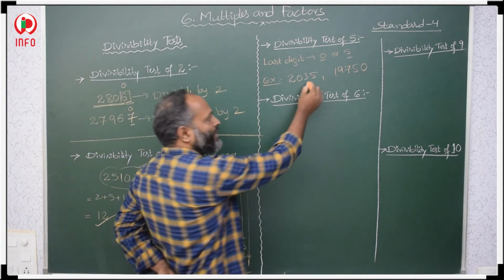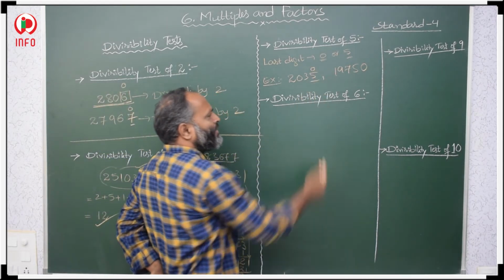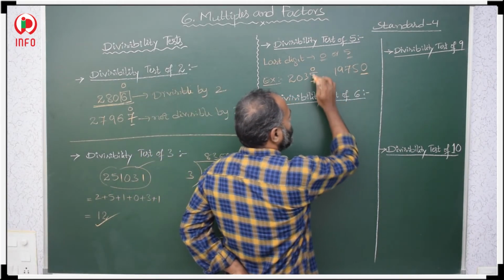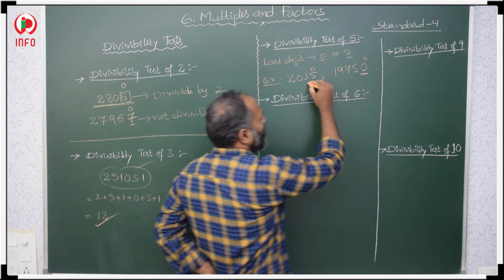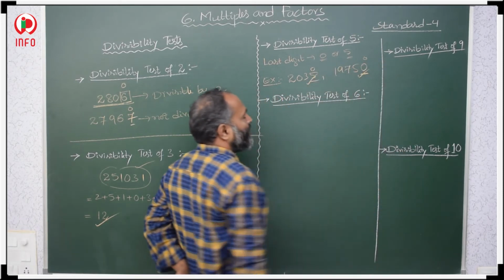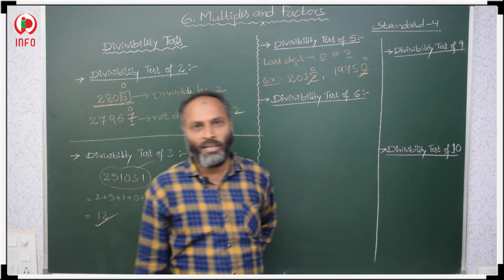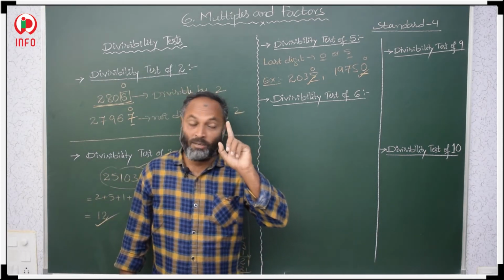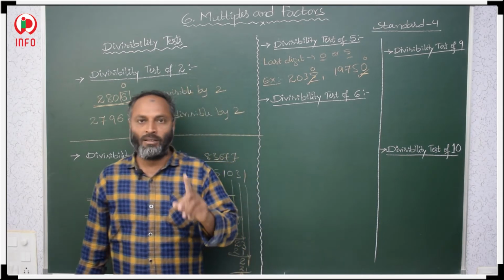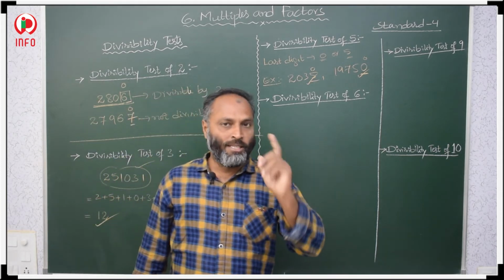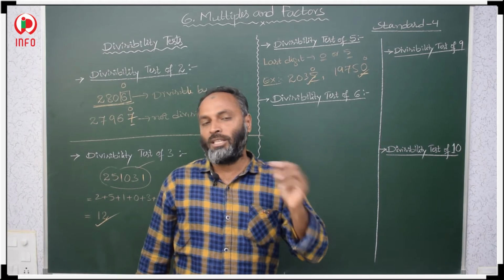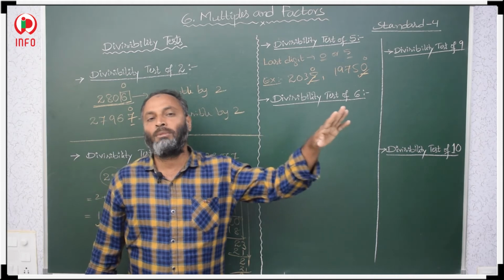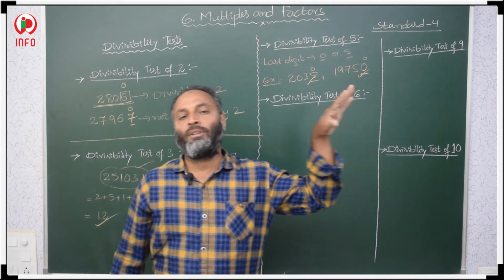In these numbers, what is there in ones place? In one number, 0 is there in ones place. In the other, 5 is there in ones place. If in ones place 0 or 5 is there, then that number is divisible by 5. For divisibility by 5, we have to check the last digit, that means the ones place. If either 0 or 5 is there in ones place, then that number is divisible by 5. This is the rule for 5.